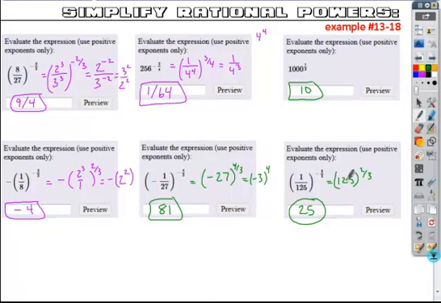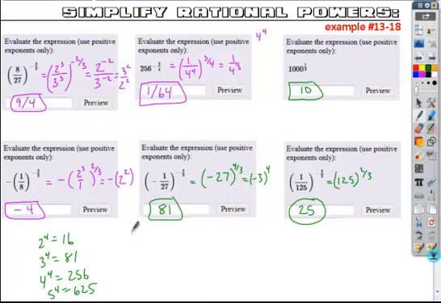It should be able to do that, but here are the numbers that you need to be familiar with. You need to be familiar with perfect squares up to 12 squared. You need to be familiar with perfect cubes up to 6 cubed, which is 216, 5 cubed 125, 4 cubed 64, 3 cubed 27, 2 cubed 8. The perfect powers of 4, you should know that 2 to the 4th is 16, 3 to the 4th is 81, 4 to the 4th is 256, and 5 to the 4th, 625.